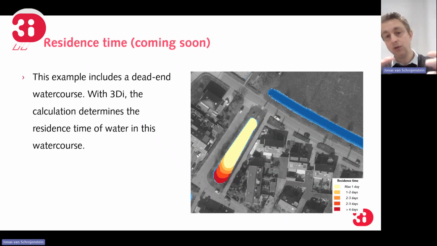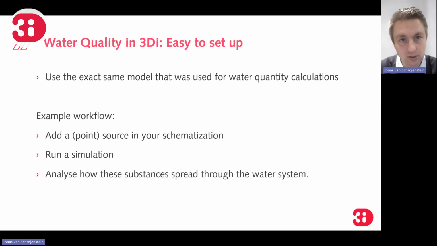And when we are doing all this, what we can also include at the end of this year is the residence time. This is an example. Again, this is also a mock-up. This is under construction at the moment, and then we can calculate the residence time of water in a watercourse, and this will give you insight. For example, if you have issues with water quality and you are modeling it, you can use this as input to know how long the water is standing somewhere, and that's a really big indicator for potential water quality issues.